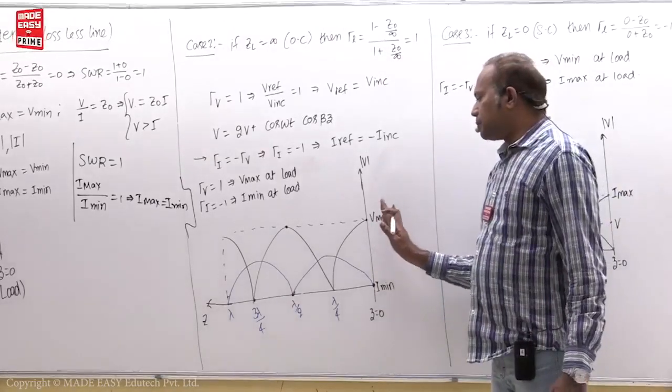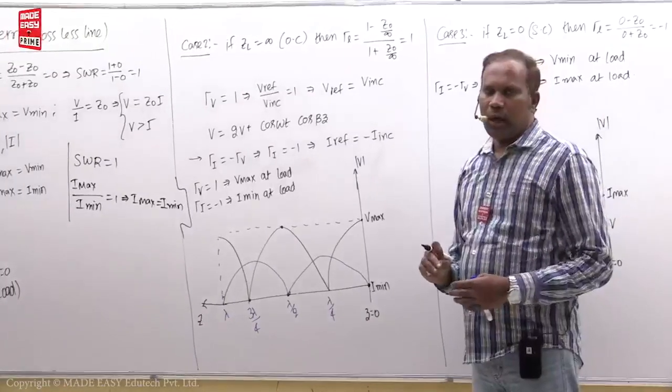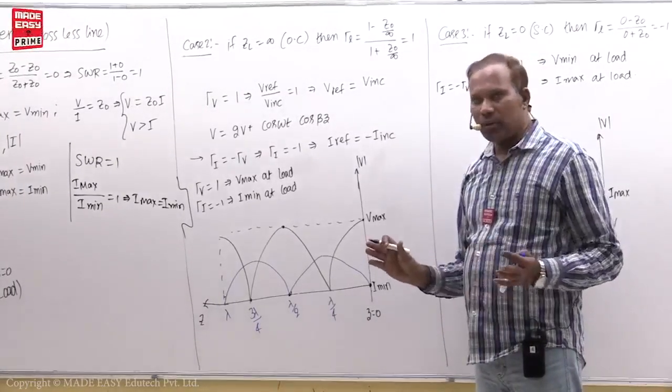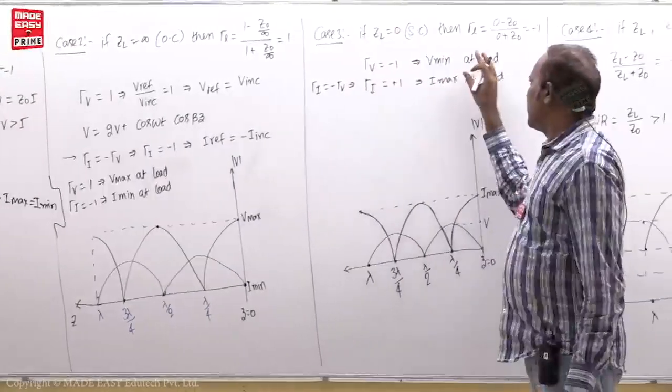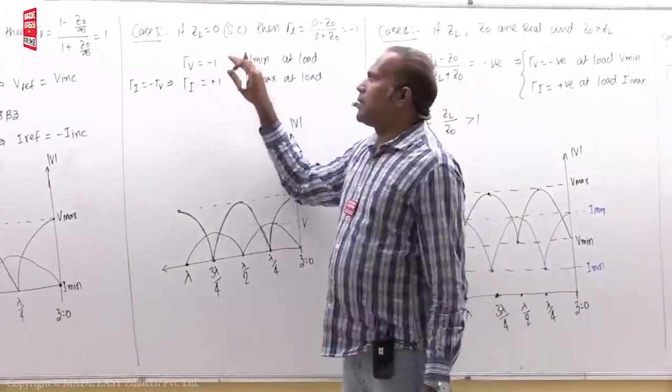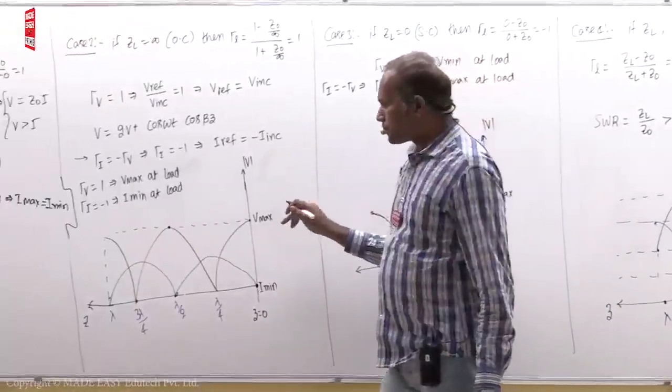After that, voltages and currents repeat for lambda by 2 values. How do you know that? We have not discussed that. We are going to discuss that. Similarly, here now short circuit, students. Whenever short circuit is there, here if you want, I will explain one point actually.